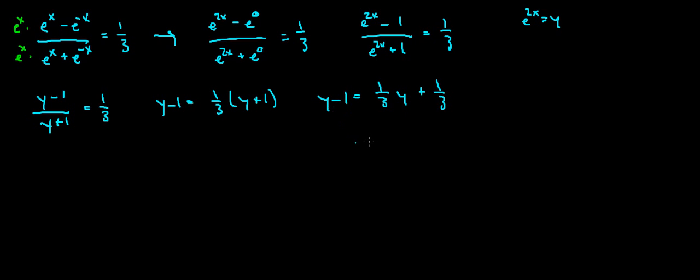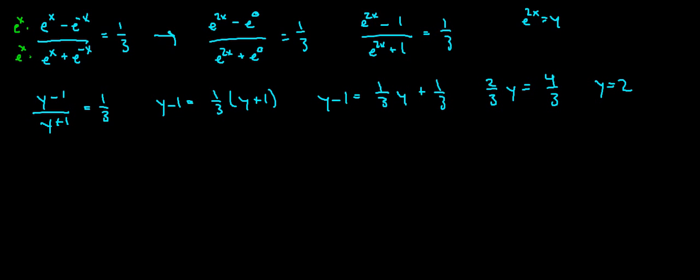Now I get all these terms on the same side. So subtract 1/3 y over here, add 1 to the other side. 2/3 y is equal to 4/3. Multiply both sides by 3/2 to get rid of this fraction. So that'll give me 12/6, which is 2. So y is equal to 2.